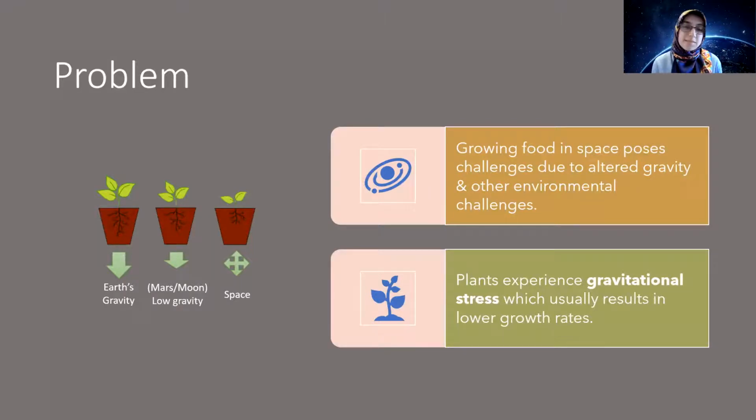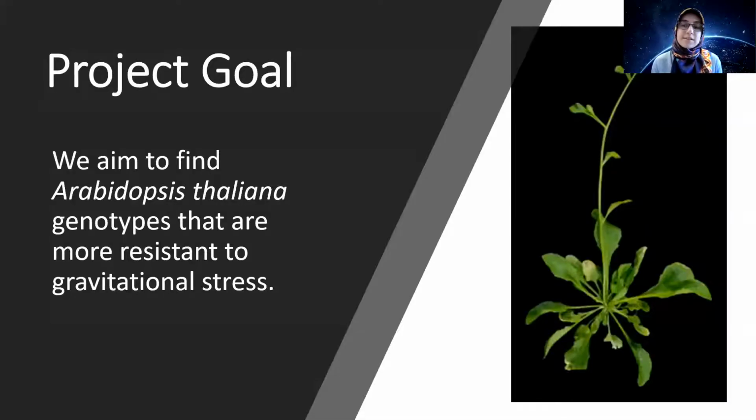Our immediate goal in this lab is to find Arabidopsis thaliana genotypes that are more resistant to gravitational stress. We use Arabidopsis thaliana because it's a great model plant, which has edible counterparts such as radishes and cabbages, and it has its whole genome sequenced.